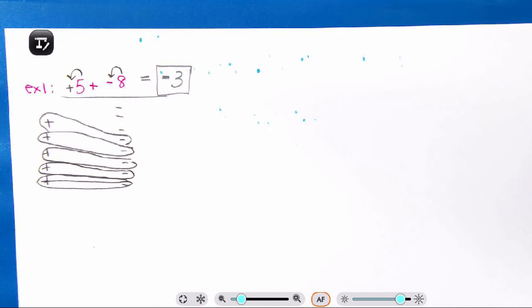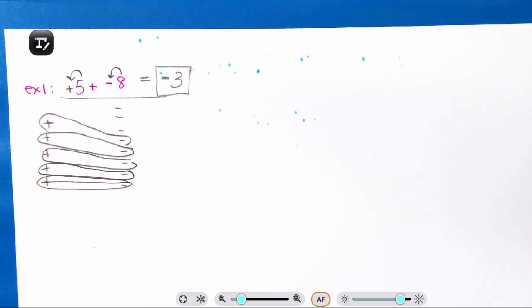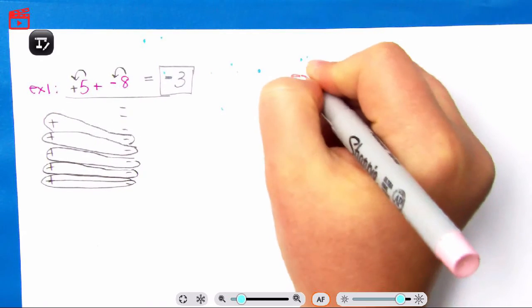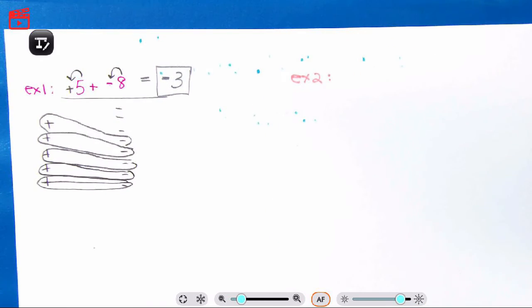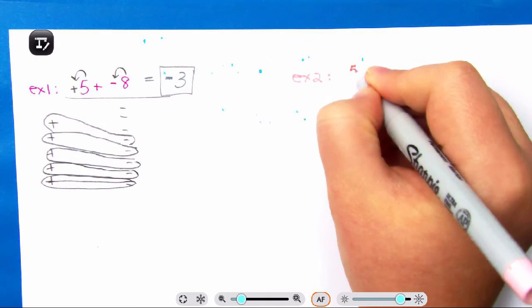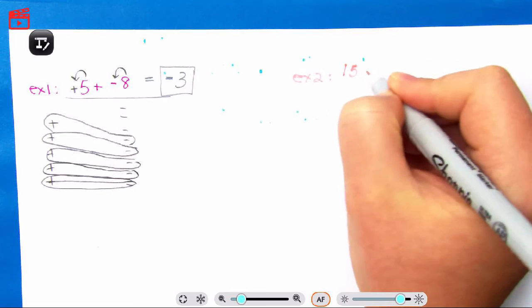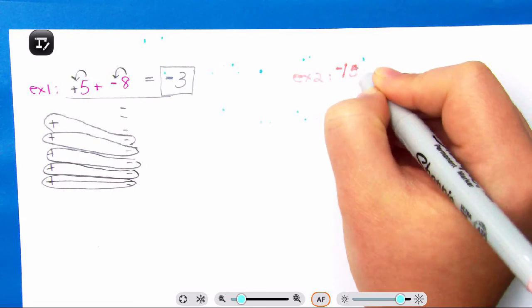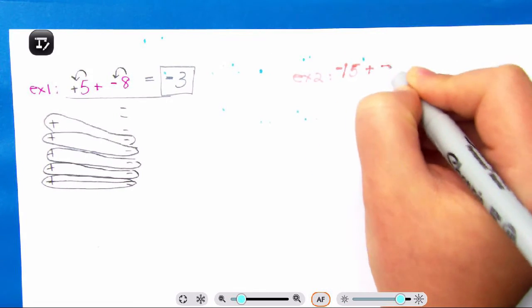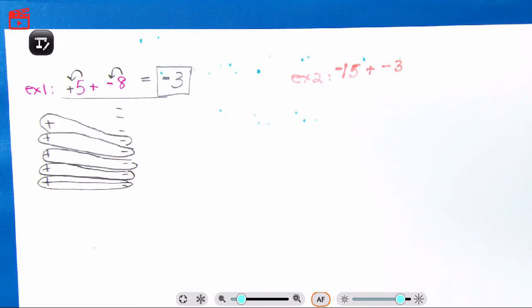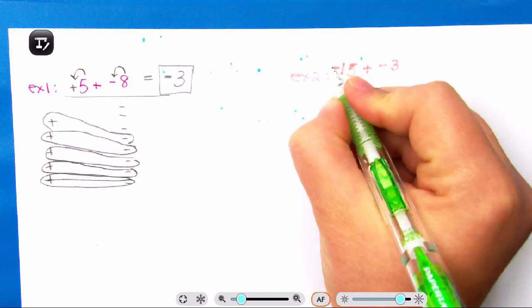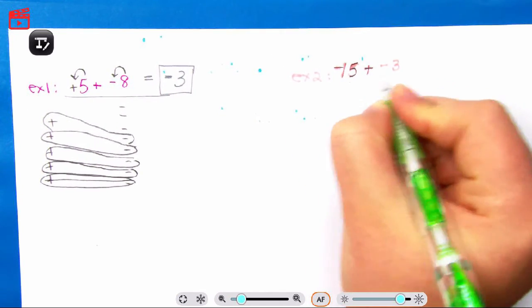Let's do one more example with larger numbers. So let's do example 2. Since we're doing counters, let's do 15. Negative 15 plus negative 3. And again, I'm not going to use the counters for 15. I think 15 is a little too much to fit on the screen, but let me show you here. Let me rewrite it so that you can see.